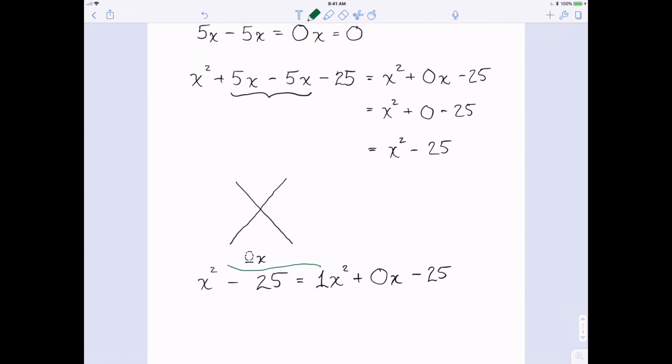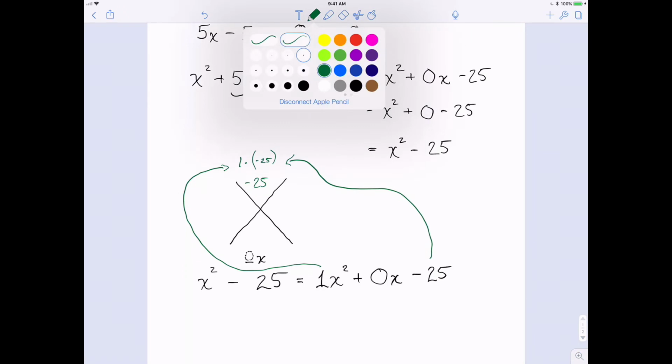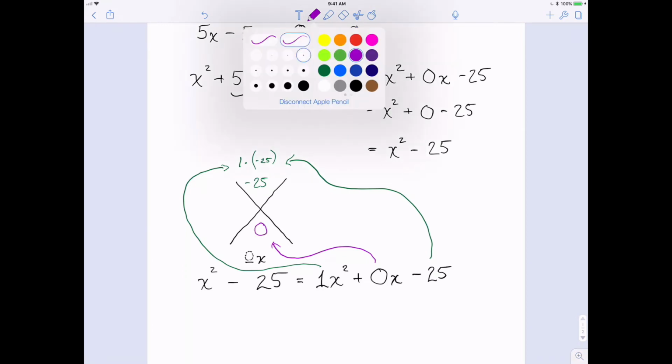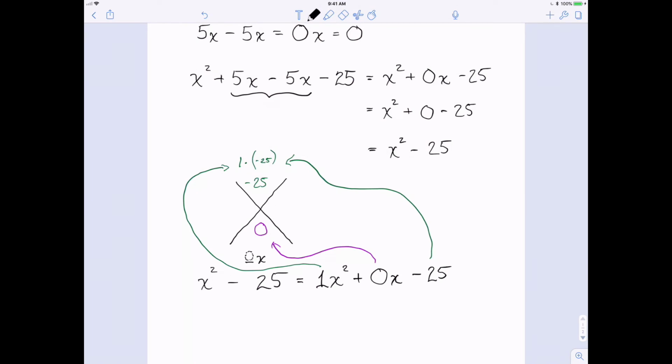So in the top spot, I take the 1 and the negative 25. So here I have 1 times negative 25 to get minus 25. In the bottom position, we have the 0. And then, if we solve the problem, we need two numbers that multiply to negative 25, and they add to 0. And the answers are plus 5, minus 5. This is the key.